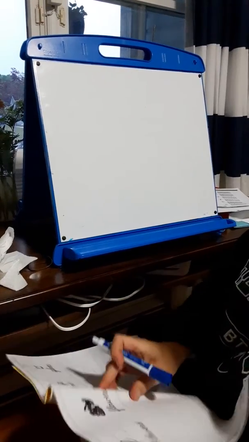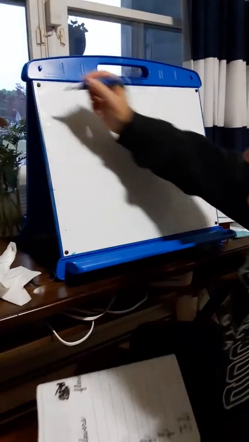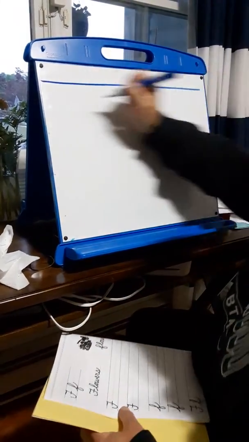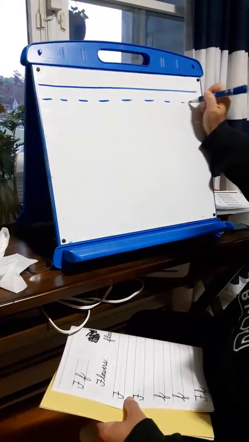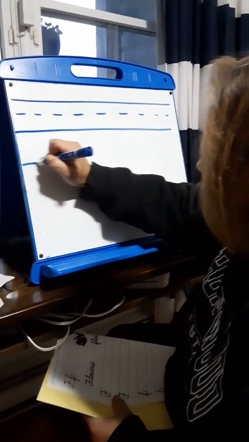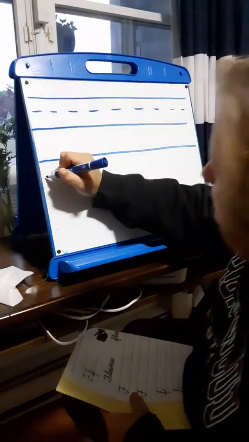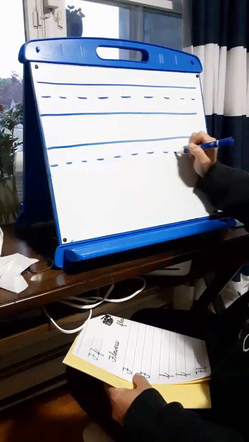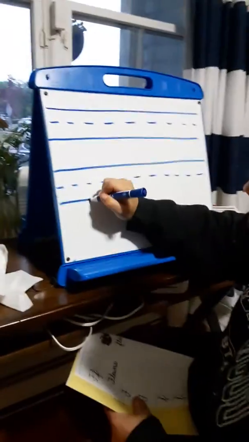So capital and lowercase f, like the word flowers. Draw my lines out again. My dotted line and my bottom line here. Now, lowercase letter f is going to be a little bit different because it's the first letter that we're doing that actually goes into the basement. It goes below this bottom line, and when we get to that, I'll show you.